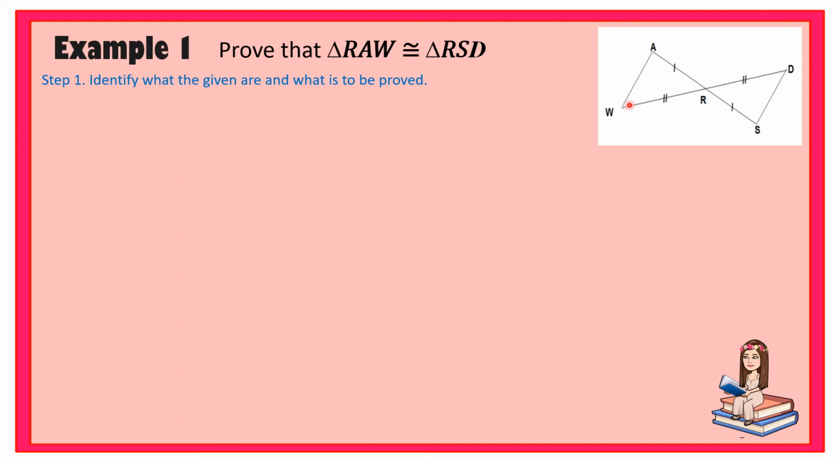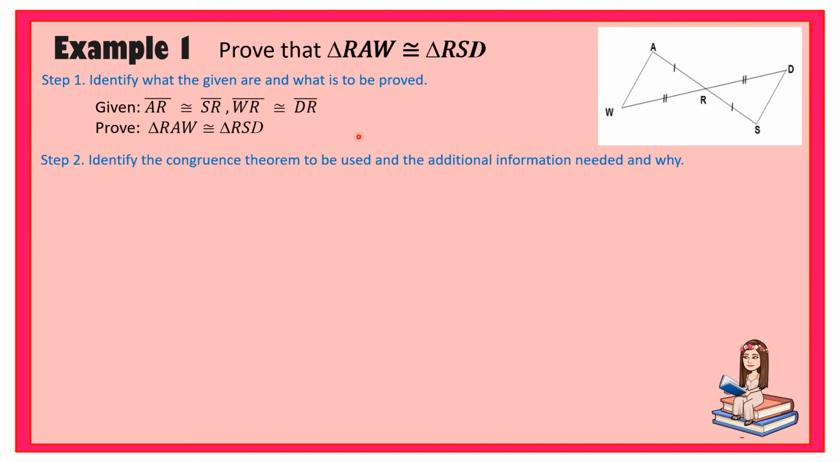Nasa figure naman yung given natin. The given, we have AR is congruent to side SR. Then, we also have WR is congruent to DR. Okay. And then, what are you going to prove? You have to prove that triangle RAW is congruent to triangle RSD. So, natapos natin ang step 1. Then, we proceed with step 2. We will plan. Identify the congruence theorem to be used and the additional information needed.